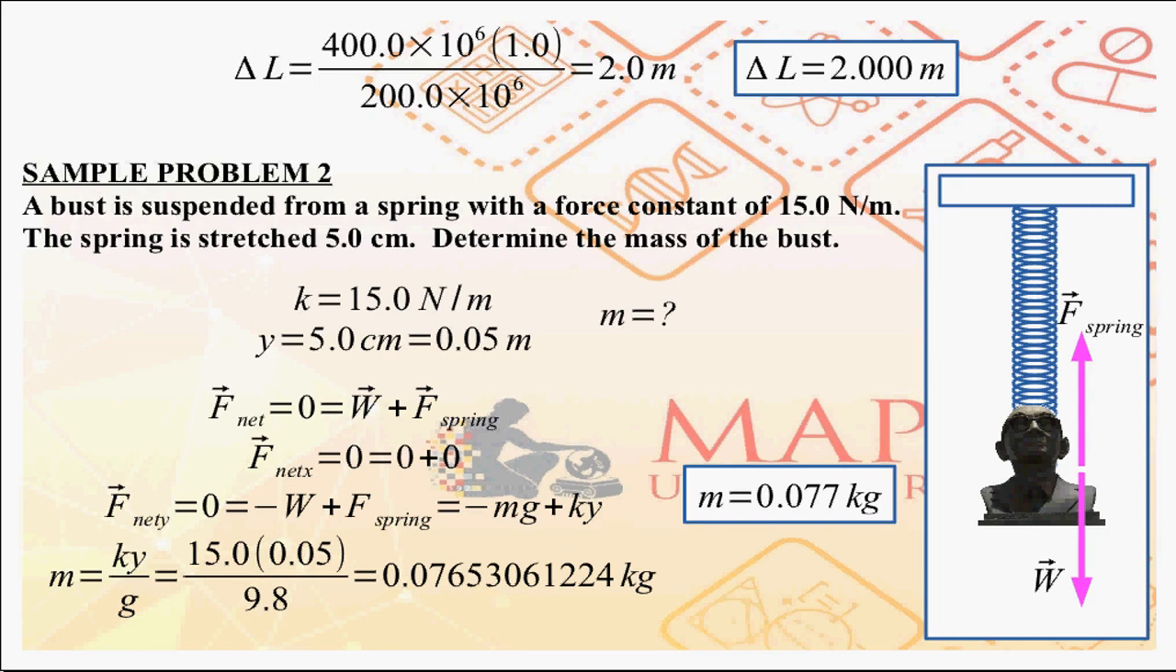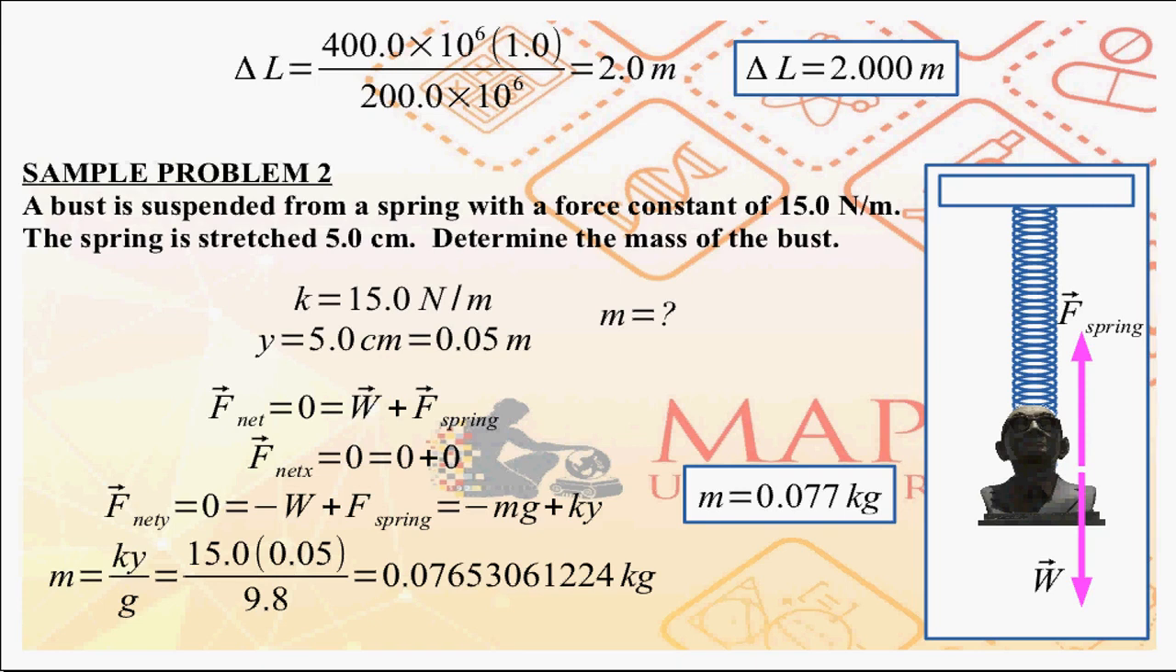Ultimately, the bust is just suspended, so it is static. You have static equilibrium. In static equilibrium, the net force is equal to 0. Net force is the summation of the forces acting on the object. So you have the weight of the object plus the spring force applied by the spring on the object. So plus F spring.